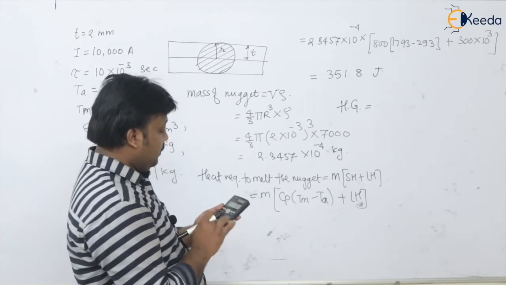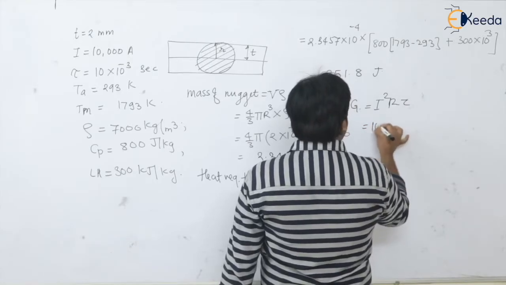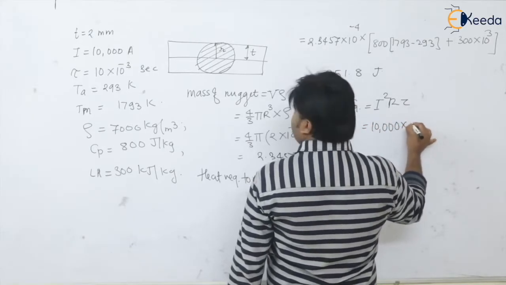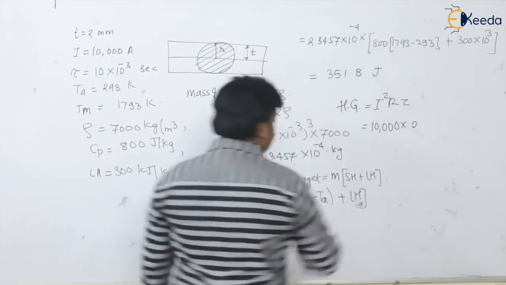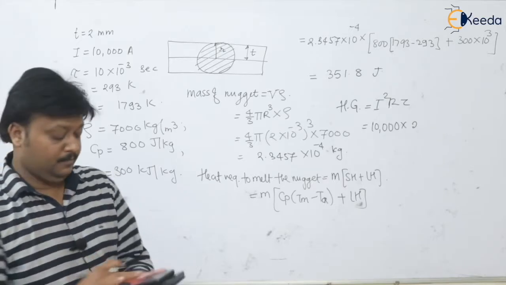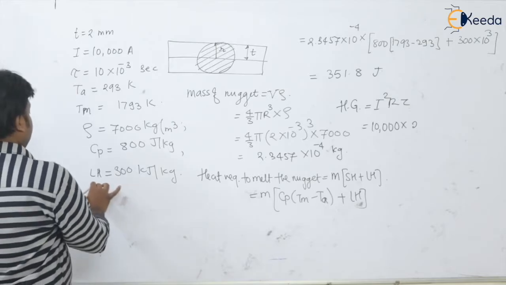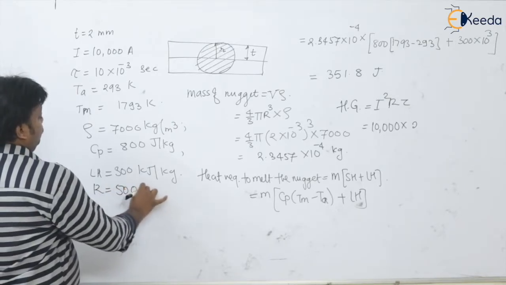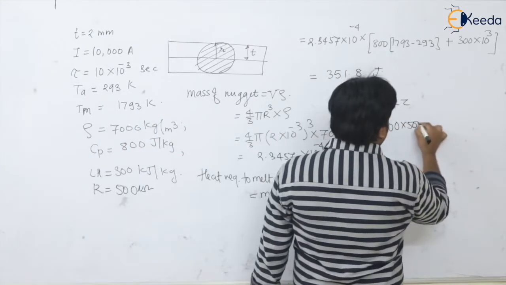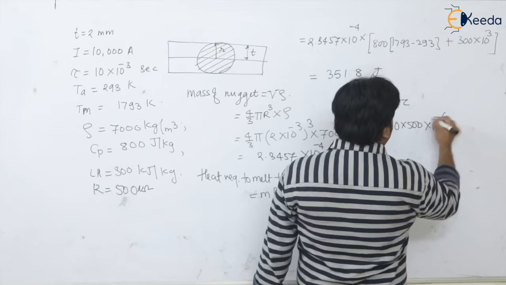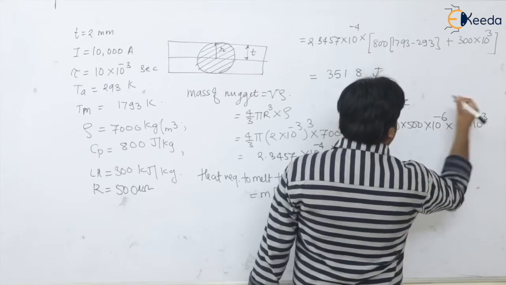So how much? I square R tau. How much I is there? 10,000 amperes into resistance. Resistance is 500 micro ohm. So resistance is 500 into 10 to the power minus 6 ohm, into time of 10 millisecond, that is 10 into 10 to the power minus 3.